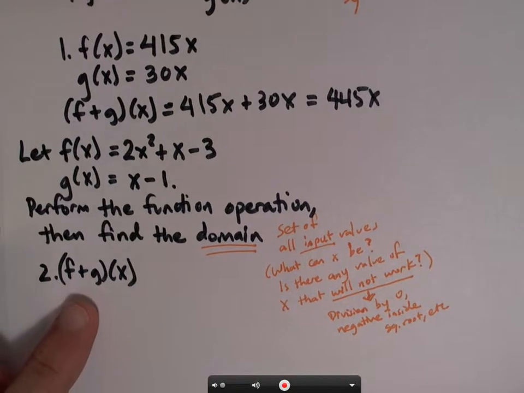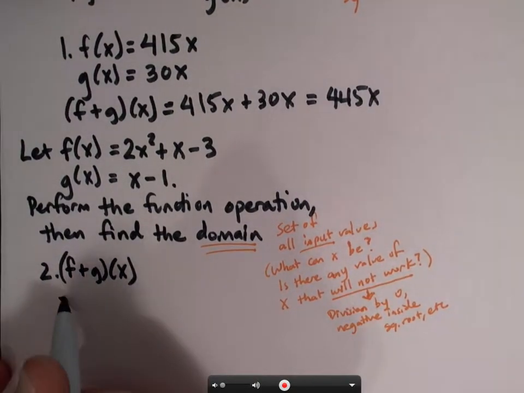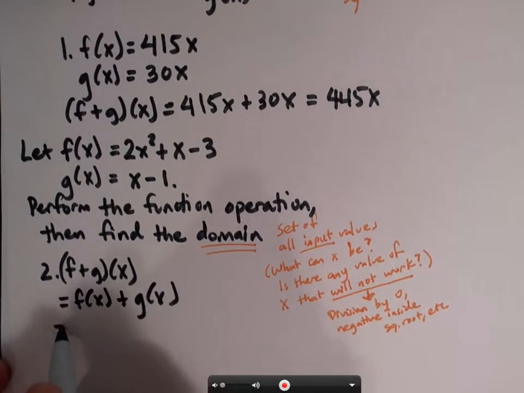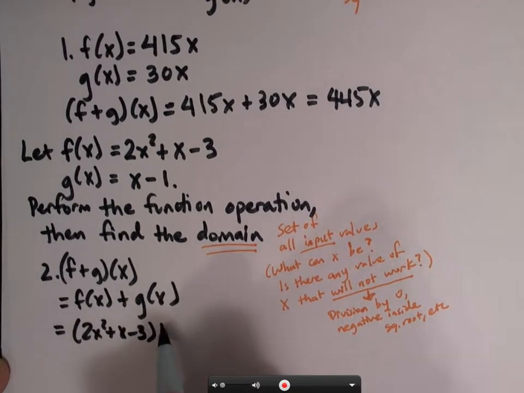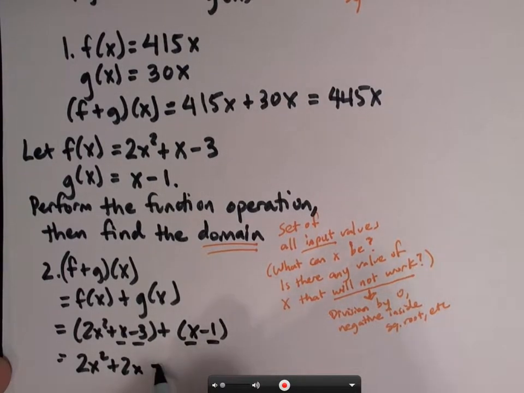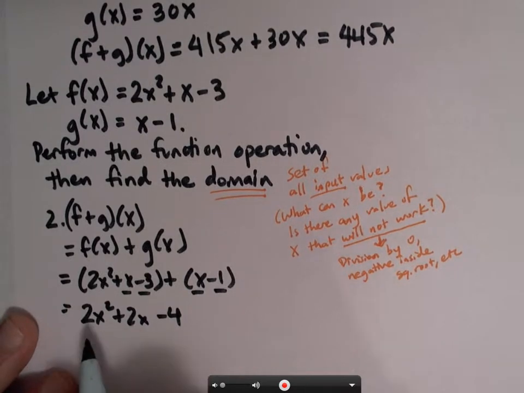So first off, let's take f plus g of x. That's just going to be f of x plus g of x. And we'll just substitute in. That's going to be 2x squared plus x minus 3 plus x minus 1. That's f of x plus g of x. And then since it's plus, we just combine like terms. We get 2x squared, 1x and 1x, so that's 2x, negative 3 minus 1, minus 4. All right, so we look at this. This is our f plus g of x function.